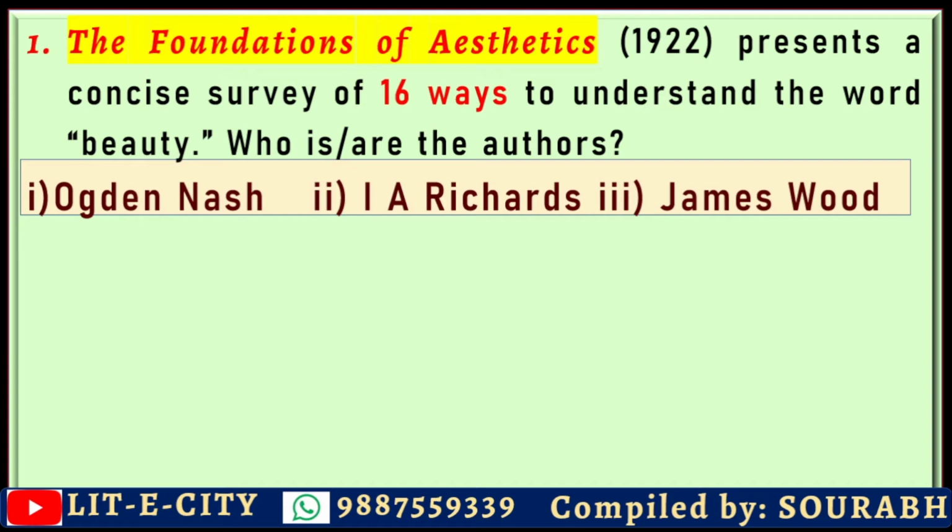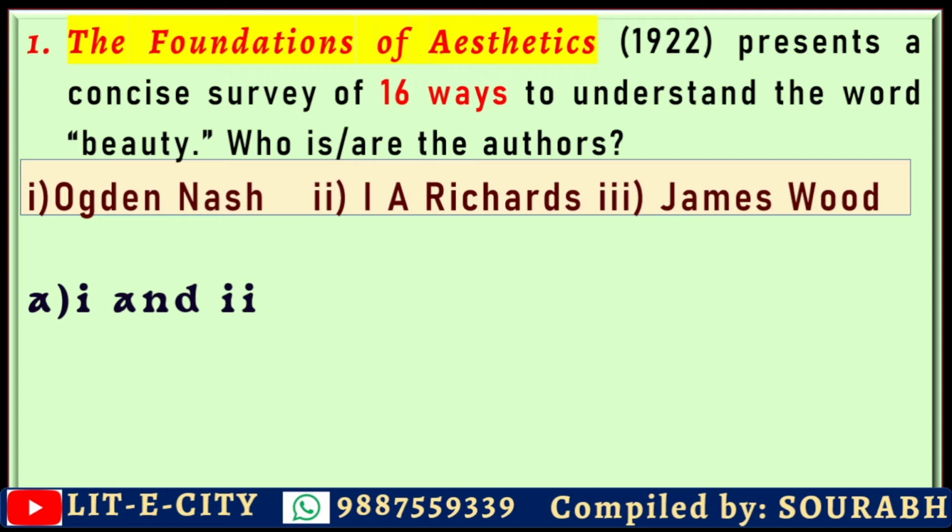The Foundations of Aesthetics, published in 1992, presents a concise survey of 16 ways to understand the word beauty. You can look at the sophisticated and detailed presentation of this book. Now, the question is, who is or who are the author or authors of this very important text? Is it Ogden Nash, I.A. Richards, or James Wood? So your options are first and second, Ogden and Richards.